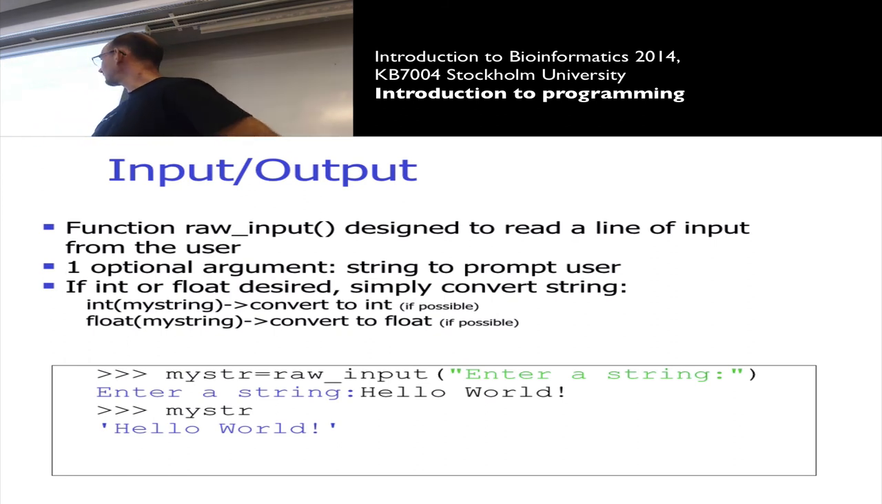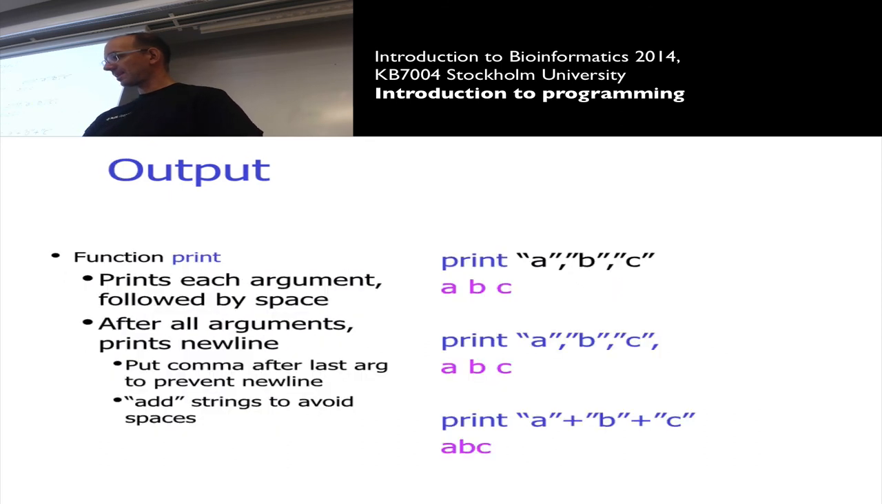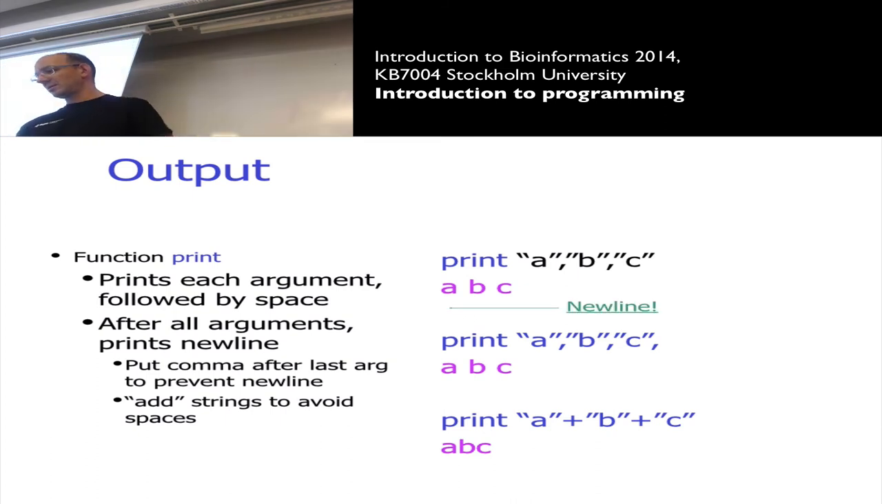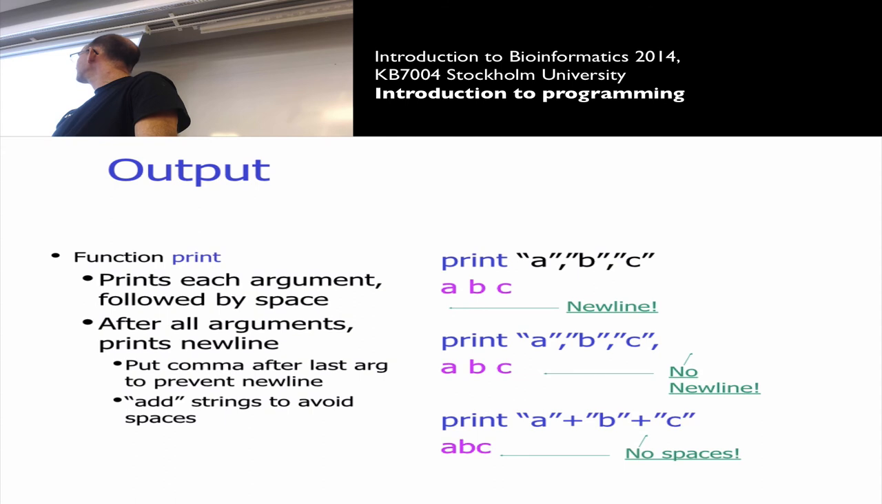As I said, if you just type the name of a variable, it prints it out afterwards. This is the raw input, raw output, and you can read data like that. There's a function print, to print things, and I can have commas here. If you want to avoid a new line, you put an extra comma at the end. There's a new line, there's no new line, and here are new spaces.